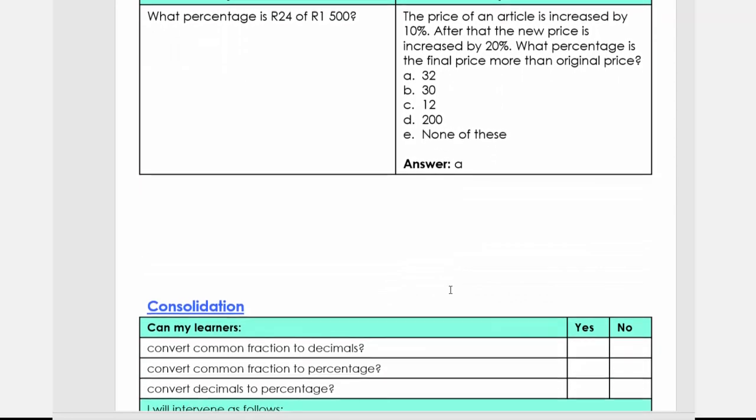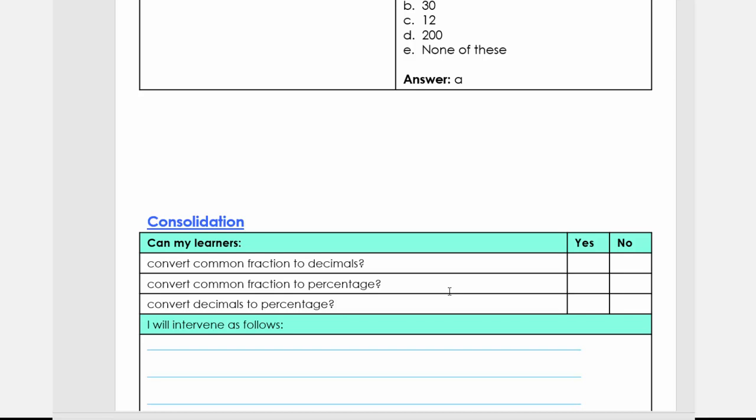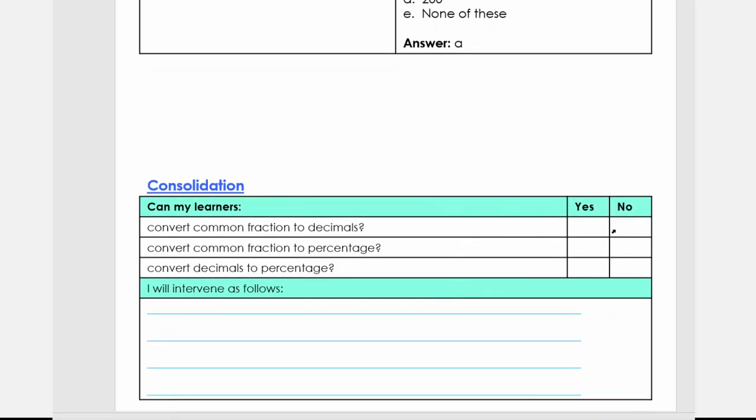And then lastly, we come to the consolidation. If you ticked everything yes, we're going to carry on with the next lesson. If you got some no's, you need to revisit and revise certain activities and questions, or contact SA Teacher for support.